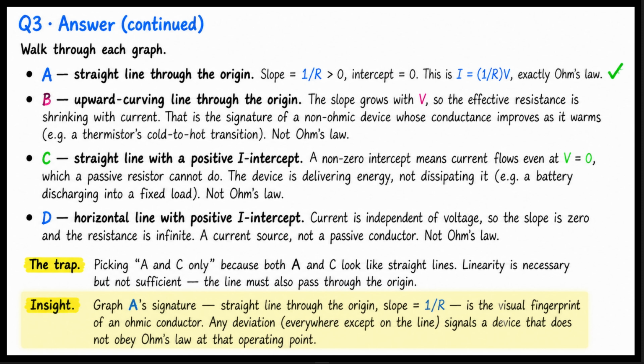The transferable insight: when you see an IV graph, look for two features at once. The slope is constant, so R is constant, and the line passes through 0, a passive device. Either missing and you are looking at a non-ohmic component. We will use exactly this distinction again when a torch bulb's filament heats up during the next few questions.